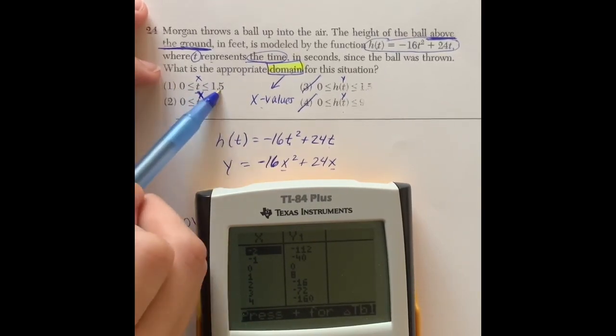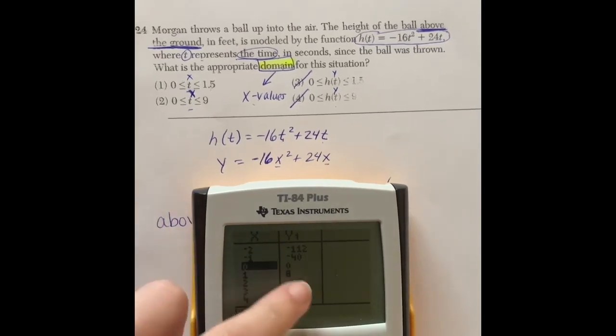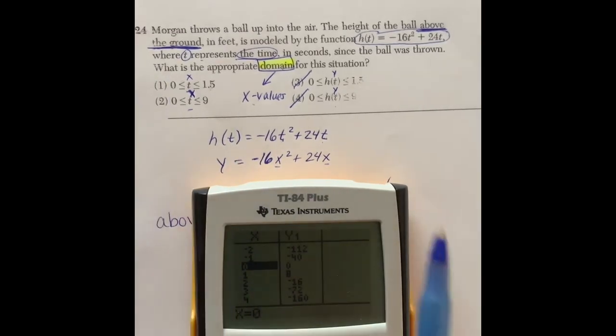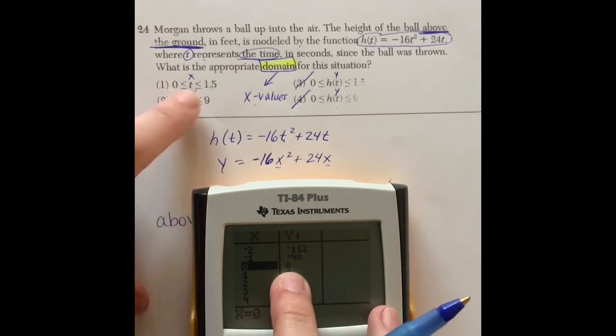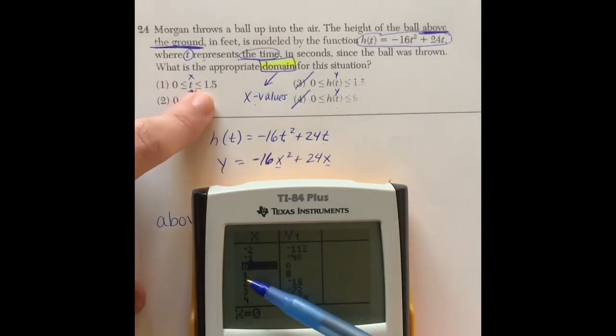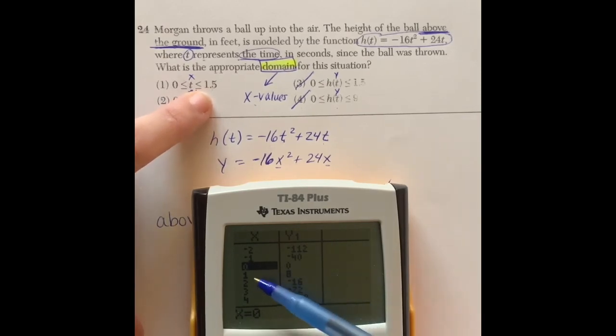Is it 0 to 1.5 or 0 to 9 where the ball is above the ground? So a 0 x value has a 0 y value. It's starting at 0, 0. Then it's 1, 8. So it's going up and then it's going to come back down. 1.5 isn't necessarily in my calculator table. It's between 1 and 2, and my y values are 8 and then negative 16. So somewhere between 1 and 2, it changes from positive to negative. So it could be 1.5.